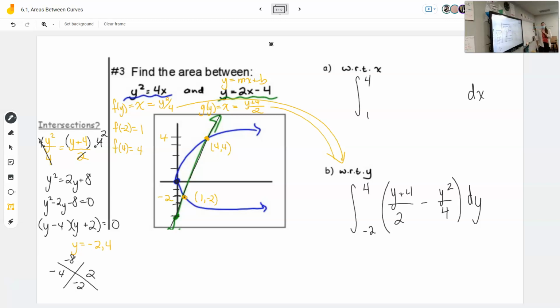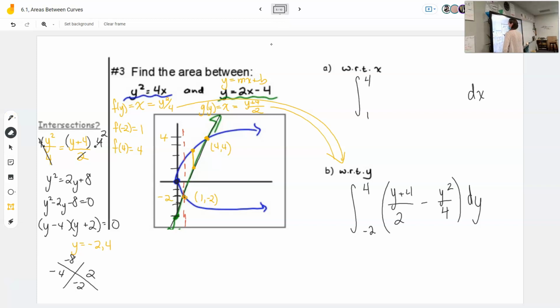If I was doing with respect to x, things get really, really dicey, because I actually have something really weird happen. If I was to look at the top minus the bottom, anywhere after the intersection point, it's clearly blue and green.